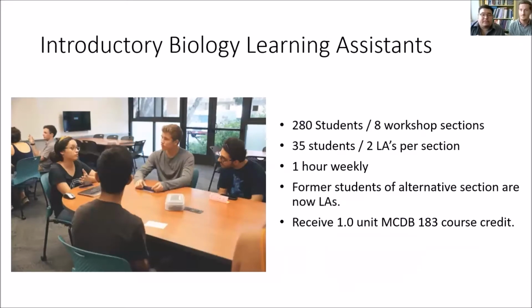In these workshops, that's essentially the main place where we use our LAs. So typically we have 280 students divided in 8 workshop sections. And so we have 2 to 3 LAs per section. So there's about 35 students per group of LAs. And they also meet 1 hour weekly for training and 1 hour weekly for one of these sections.